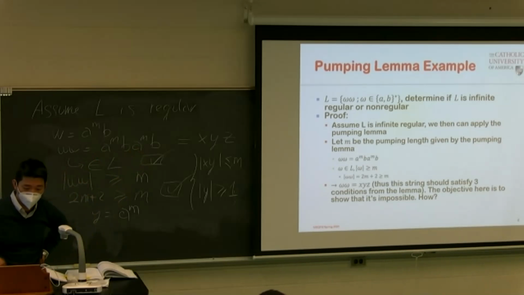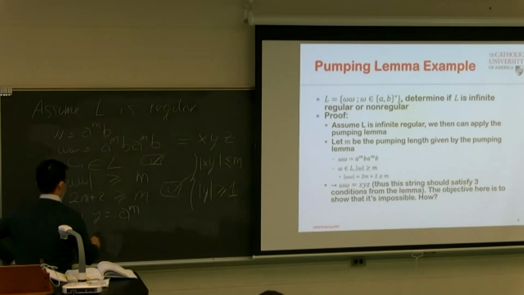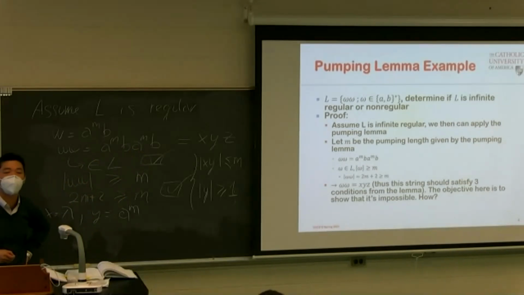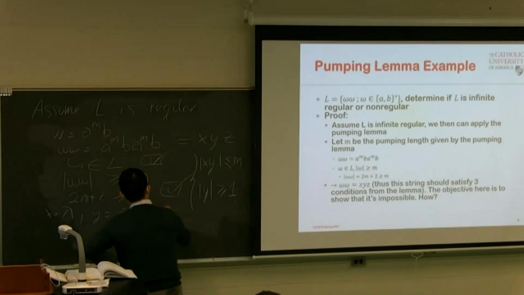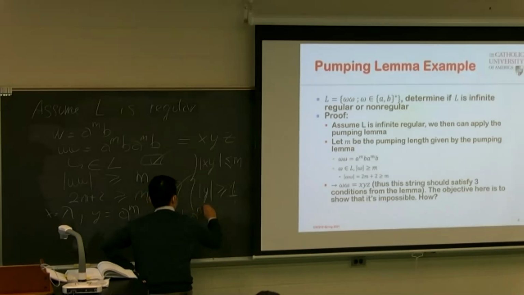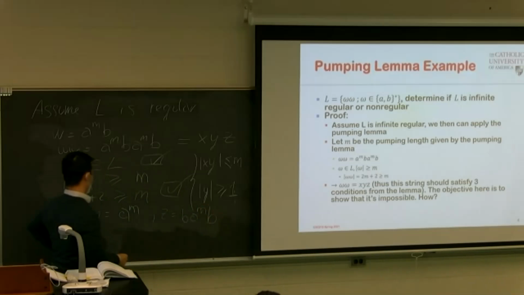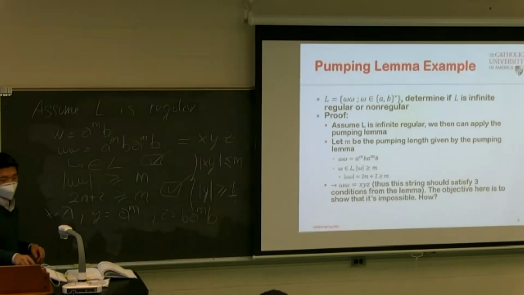X equals lambda. What about z? Z equals the rest of the string, so b a to the m b. Okay, so if we decide to break it this way.